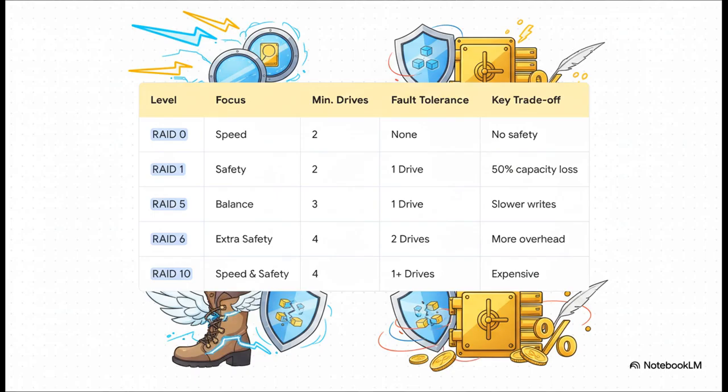RAID 0 is all about speed but offers 0 safety. RAID 1 is all about safety, but you sacrifice half your storage. RAID 5 gives you a nice balance of performance, safety, and efficiency and can handle 1 drive failure. RAID 6 levels up that safety to survive 2 drive failures. And finally, RAID 10 gives you the best of both speed and safety, but it's going to cost you. Understanding the main focus and the key trade-off for each of these is what the exam is all about.